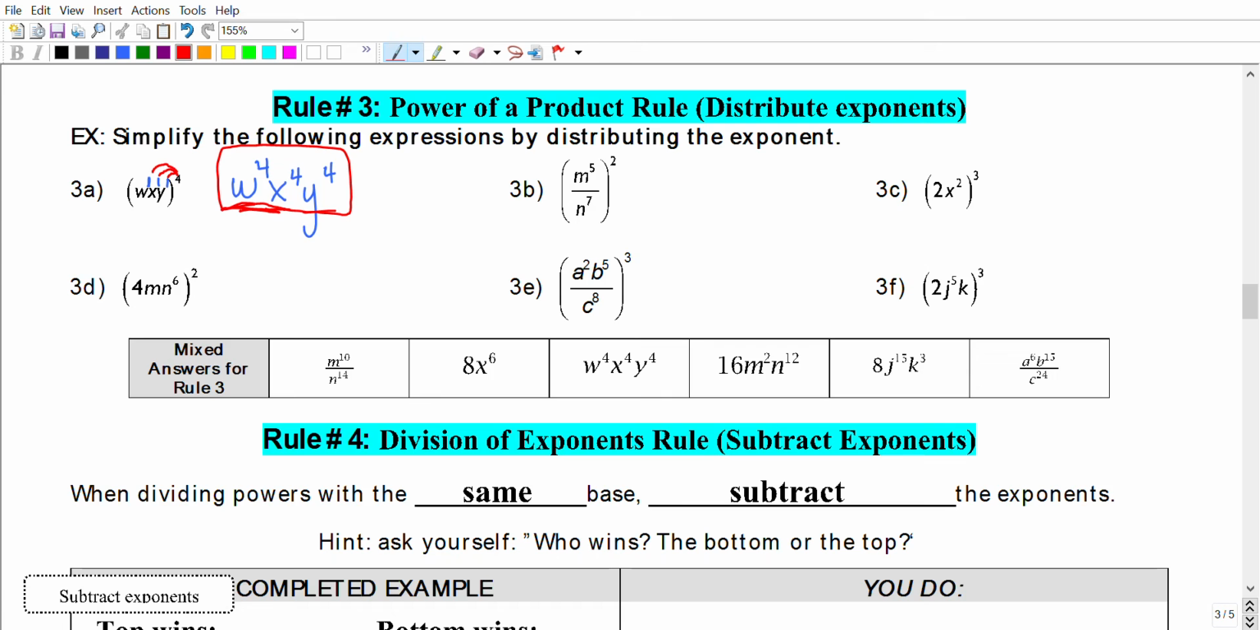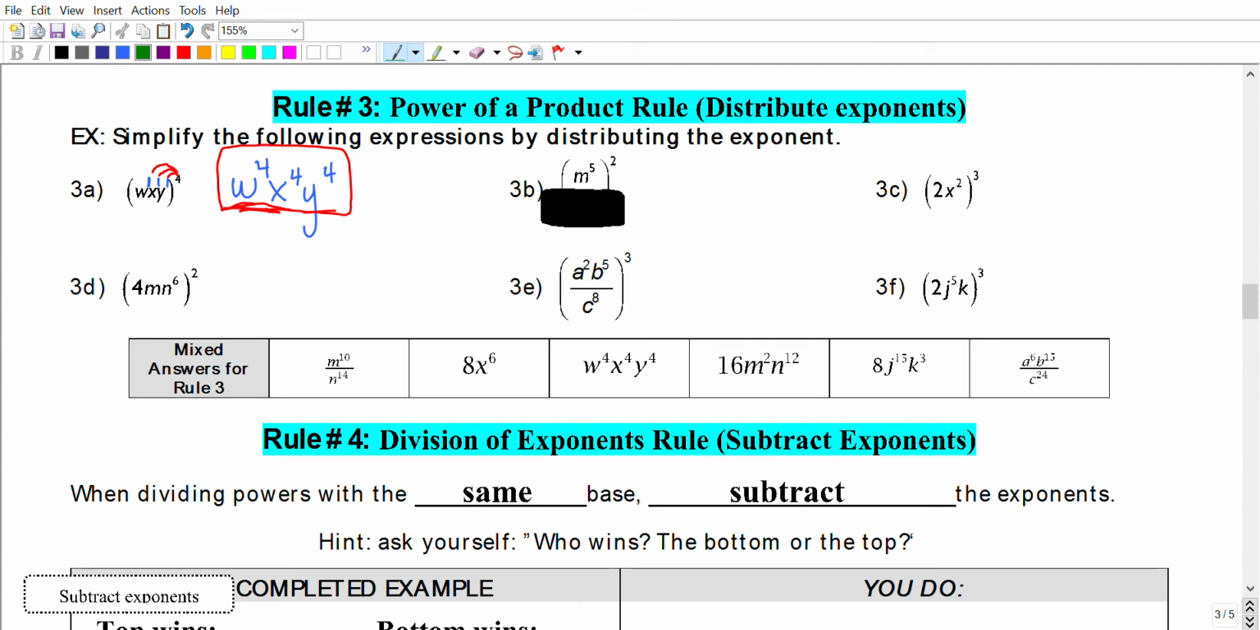Okay, I'm going to do one more with you guys, and then I'm going to have you guys try out the rest on your own. So let's go ahead and look at problem number 3b. And just like before, I'm going to pretend that this isn't even here. So what would my answer be there?